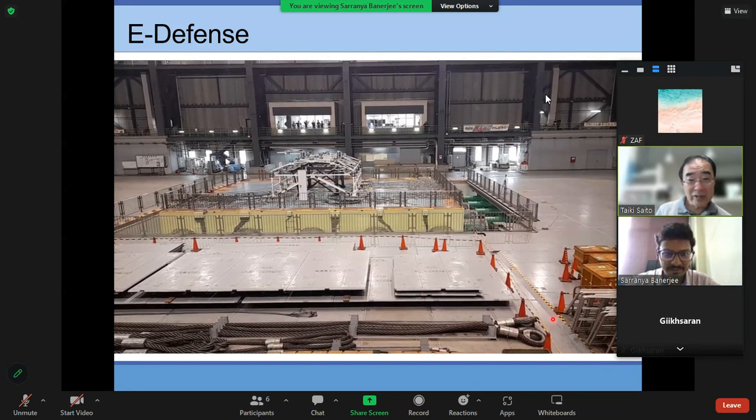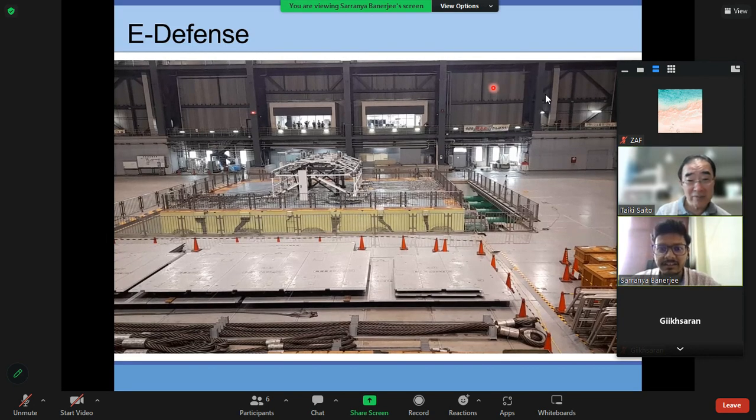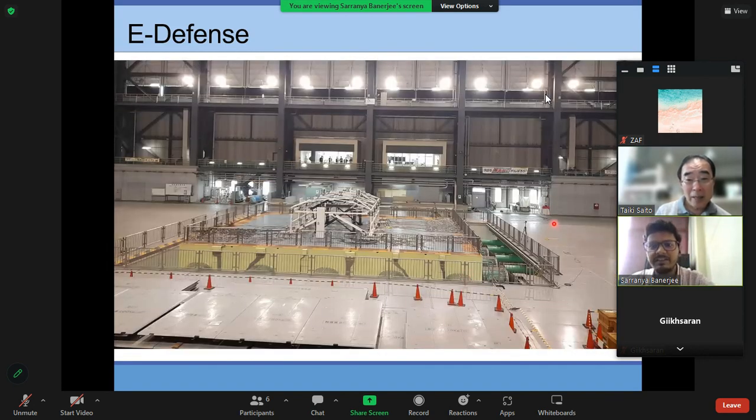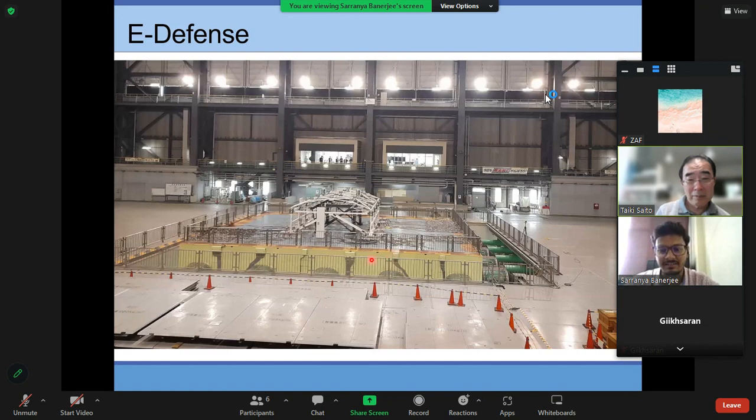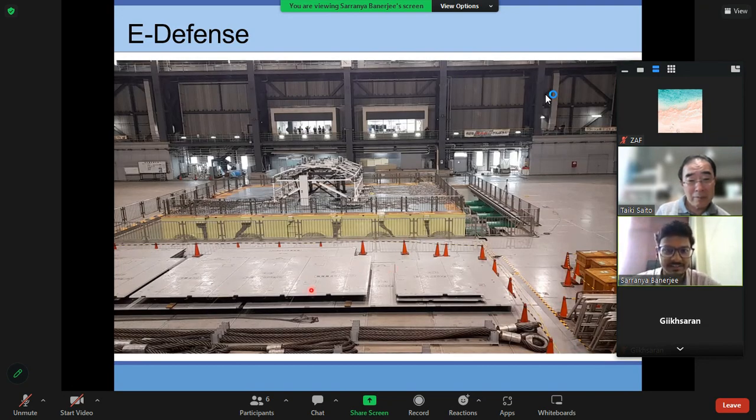Does this TMD work against the horizontal direction or vertical direction? I think, Sensei, this TMD is to control only the vertical direction. And they also used a 3-directional earthquake motion. So for the horizontal ground motion, there is also some vertical motion in the roof. So I think they were checking that. The video stopped.